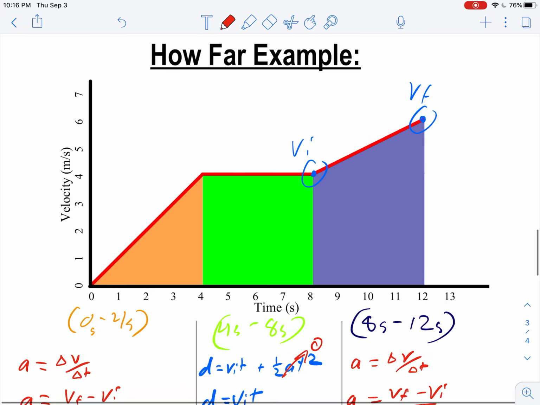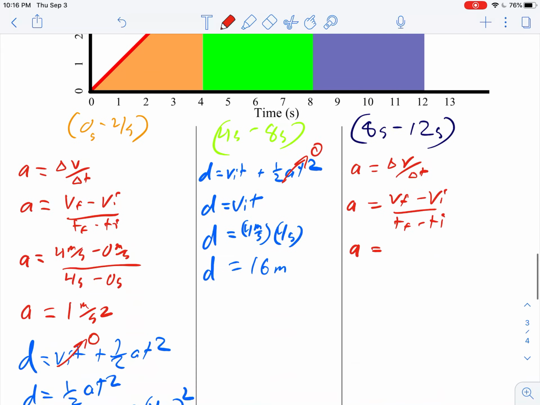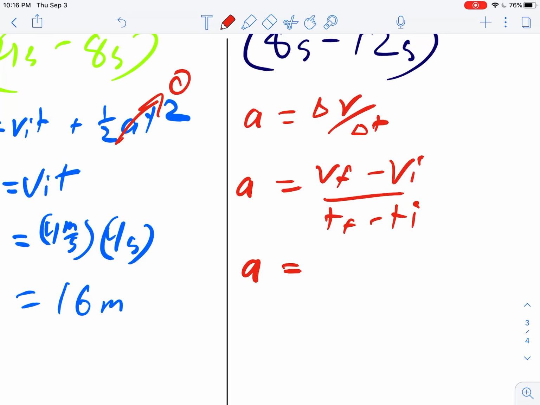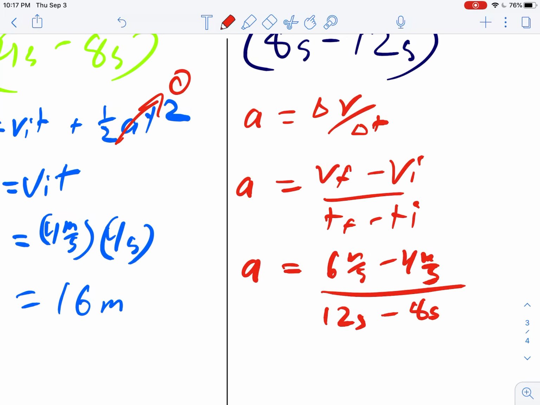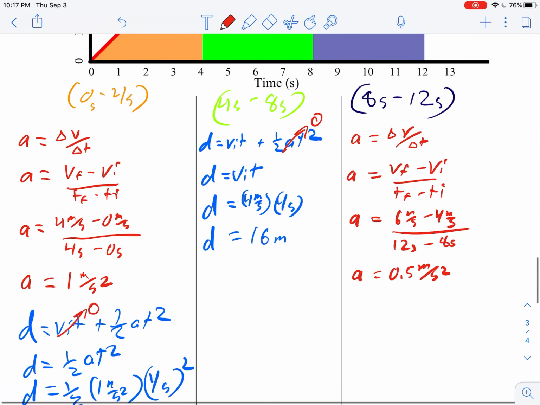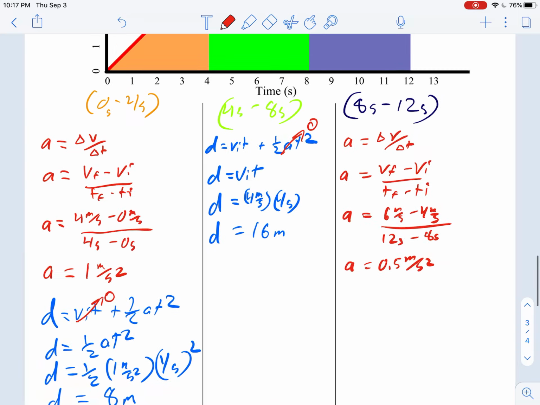So here we got, let's see, what's the values? Final velocity is 6. Initial velocity is 4. Final time is 12 seconds. Initial time is 8 seconds. Okay, so I have 6 meters per second minus 4 meters per second, over 12 seconds minus 8 seconds. All right, so 6 minus 4 is 2, divided by 12 minus 8 is 4, so 2 over 4. So I have a half, or 0.5 meters per second squared. All right, if I look at this value, acceleration is 0.5 meters per second squared.